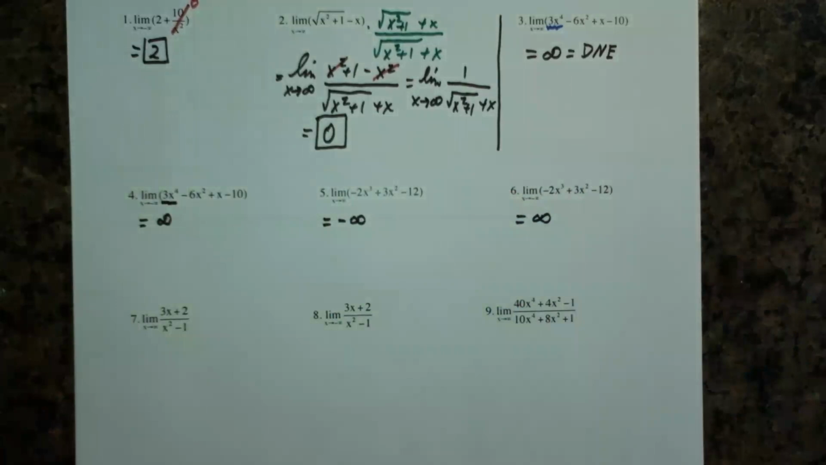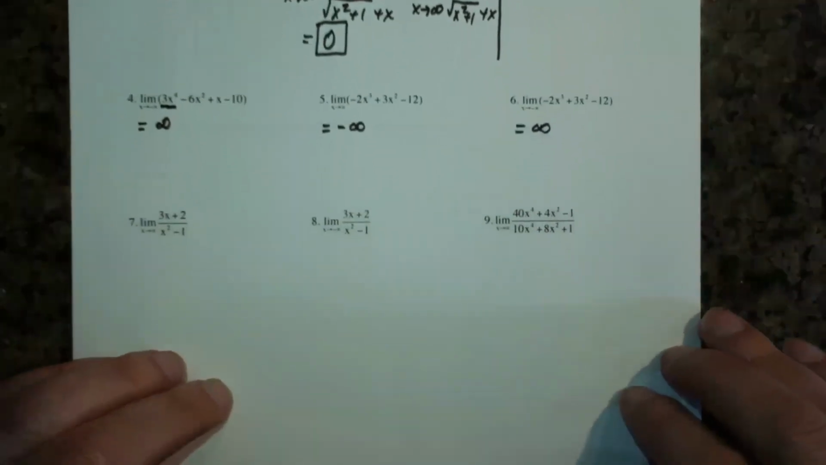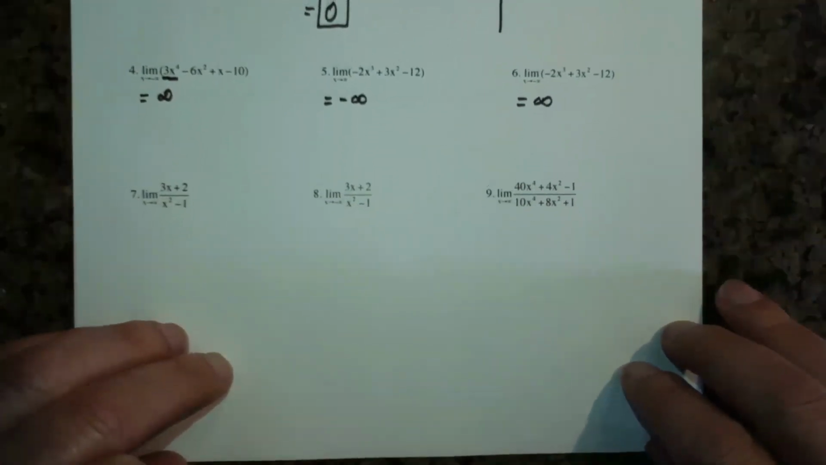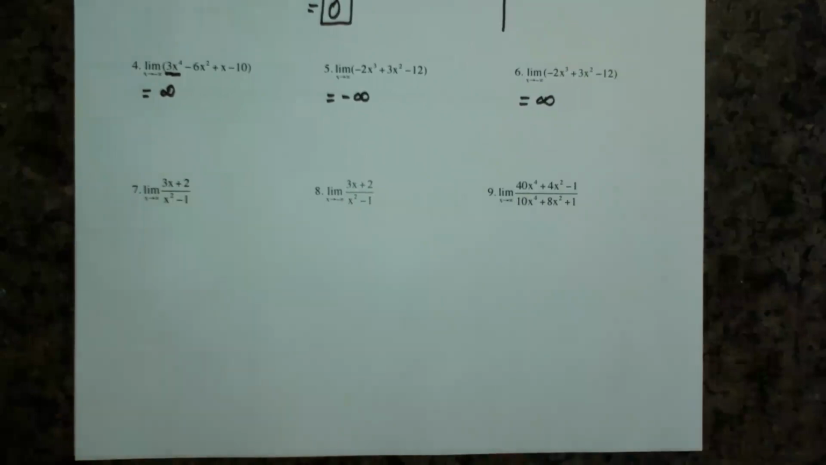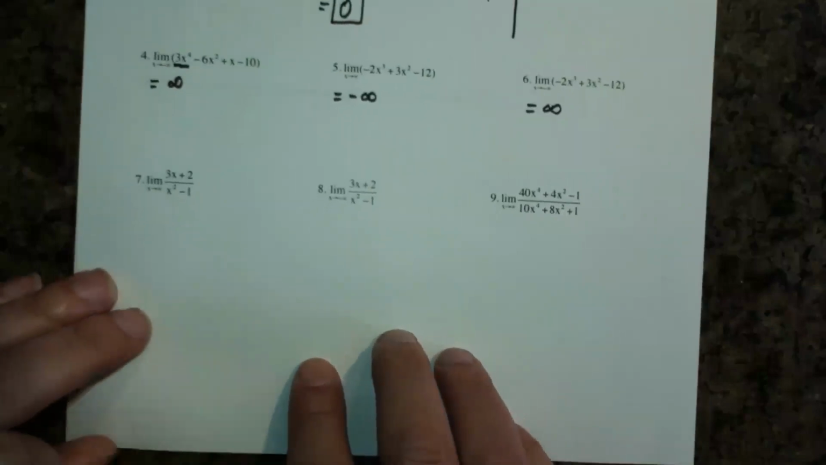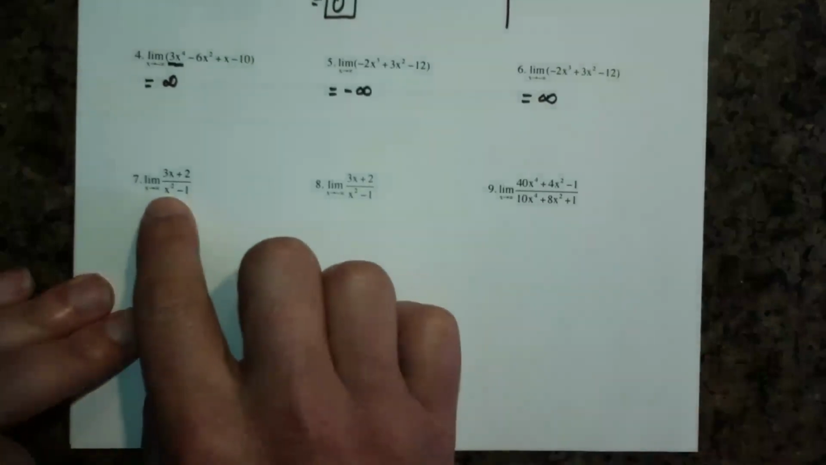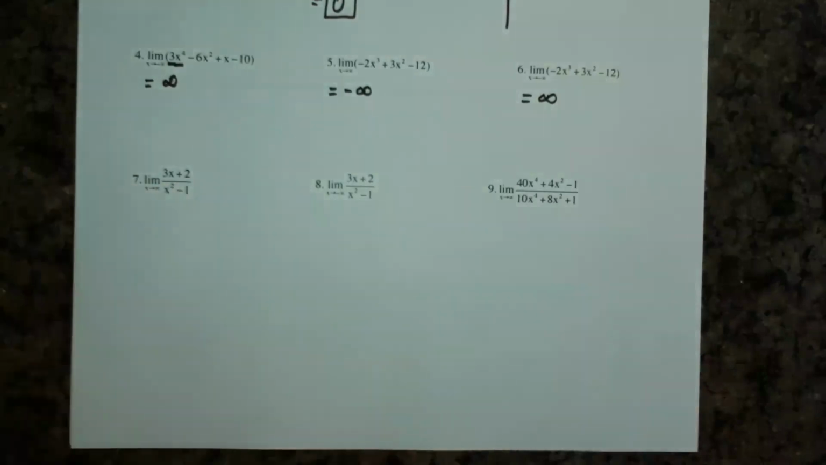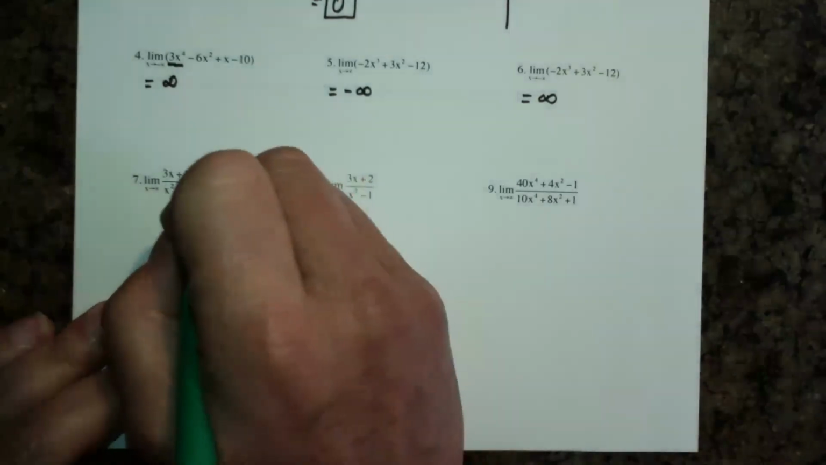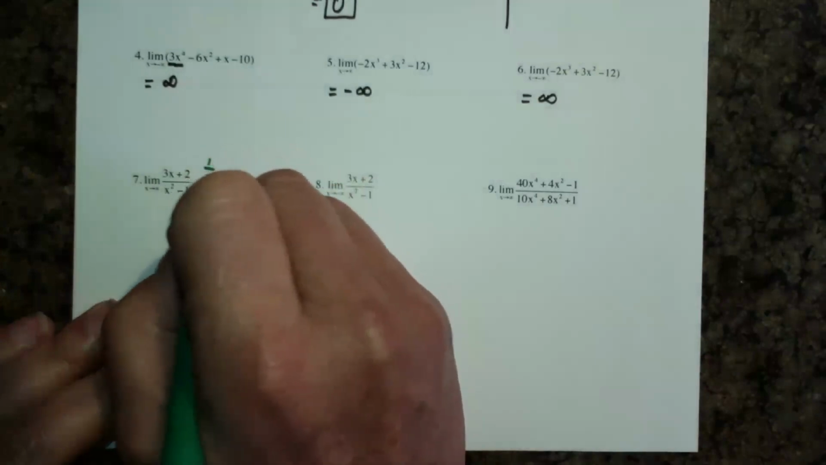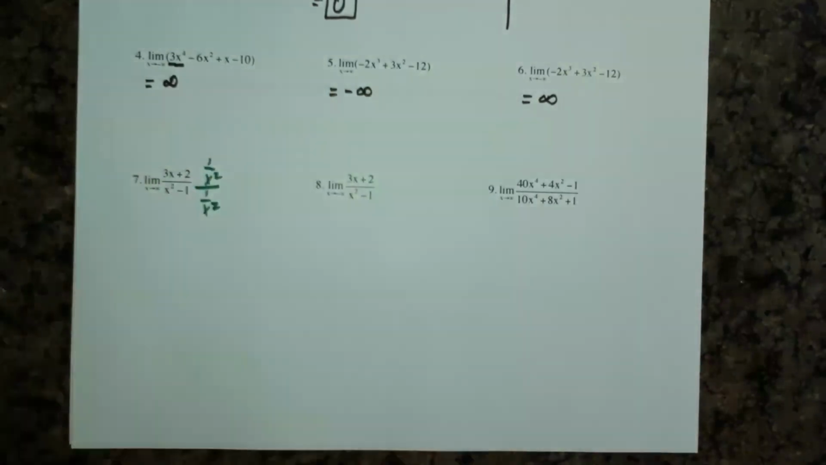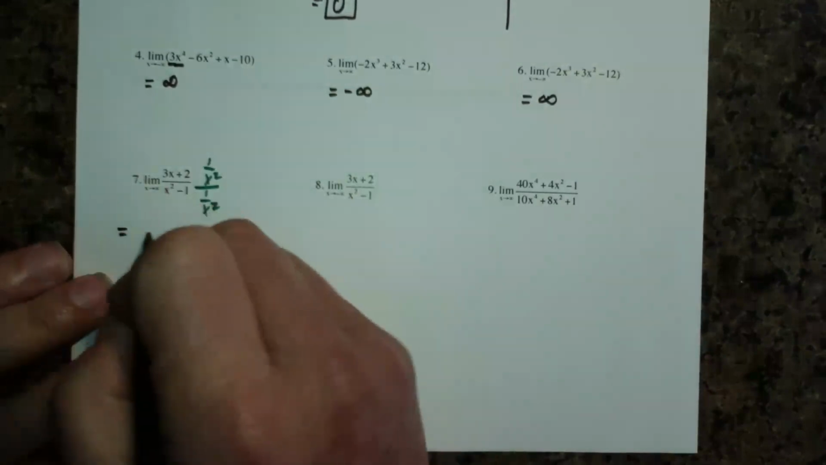All right, now number 7 begins sort of the classical way that we find limits. What I'm going to do is, in the top and bottom, the traditional way, we're going to take the largest degree in the denominator, that's x squared in this case. I'm going to multiply the numerator and the denominator by 1 over that. So we end up with a limit that looks like this.